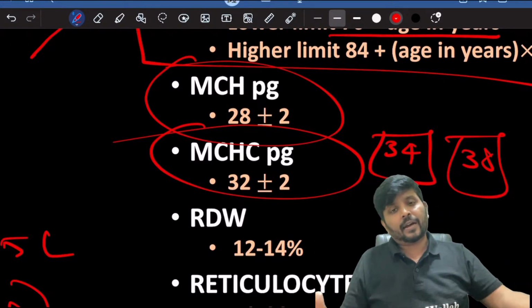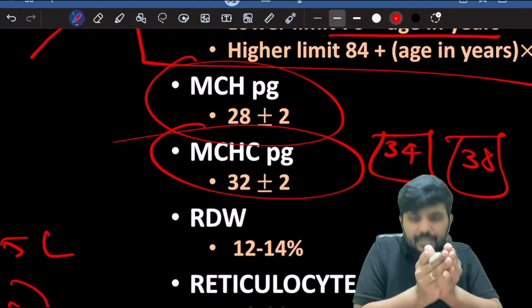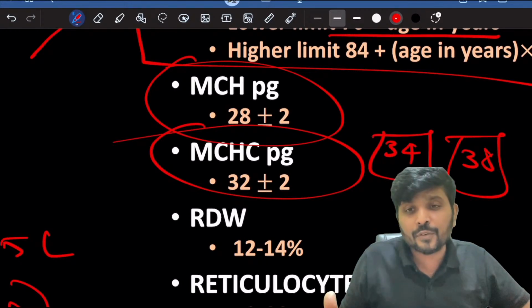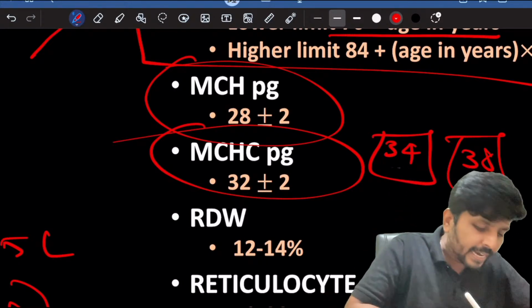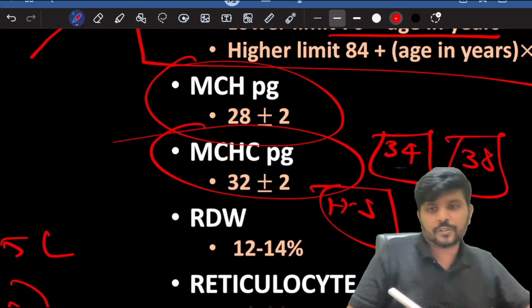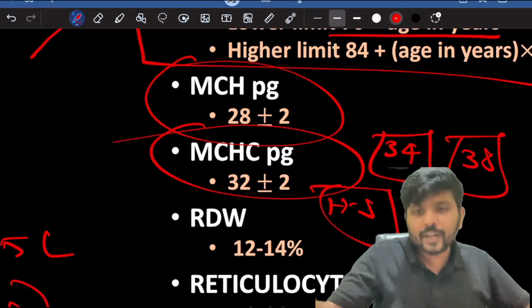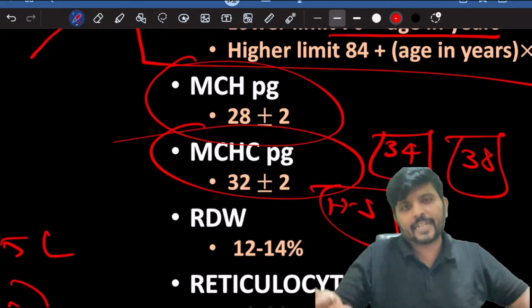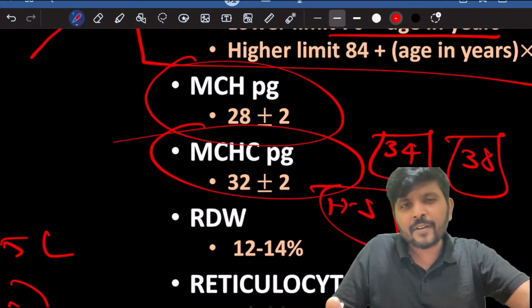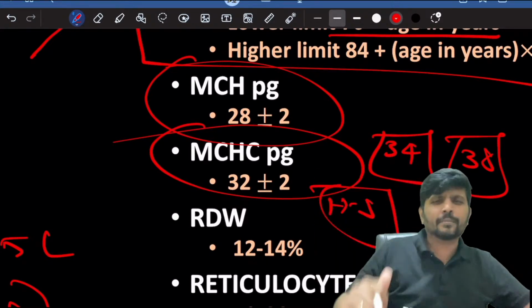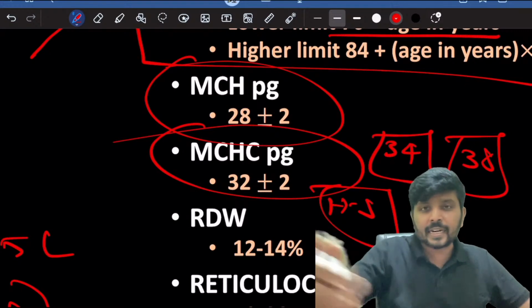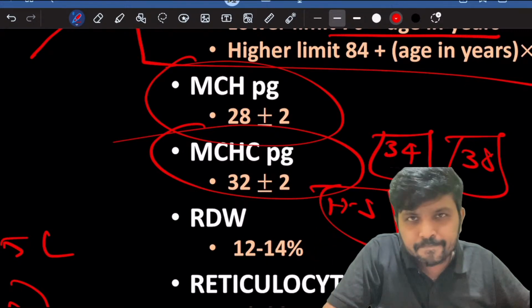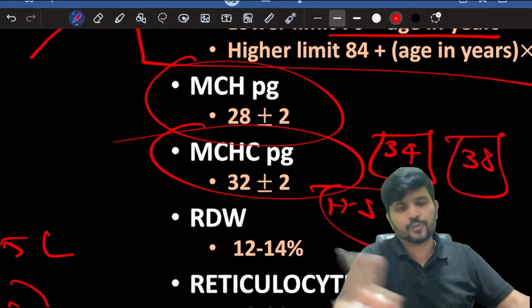So what does it mean? Whenever your MCHC is high, the RBC cell size is reduced. In which condition do you lose your RBC membrane? Hereditary spherocytosis. So instead of looking into the peripheral smear for loss of central pallor, which is pathognomonic of spherocytes, just look into the MCHC. An MCHC of more than 38, unless otherwise proved, is hereditary spherocytosis.